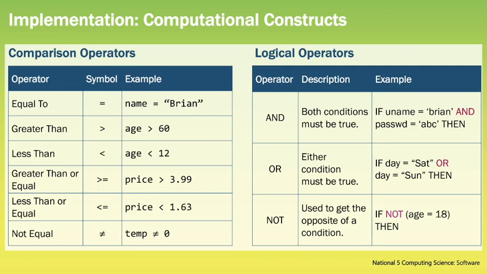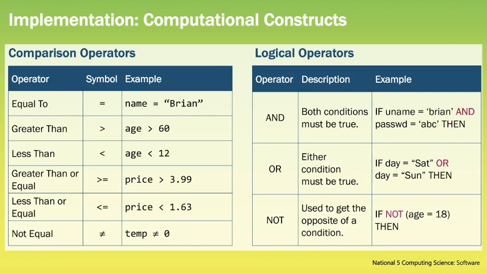So in this case, the username has to be Brian and the password has to be ABC before the contents of that if statement are executed. For the or operator, either condition must be true before the contents of an if statement are executed. So in this example, the day must be Saturday or the day must be Sunday.